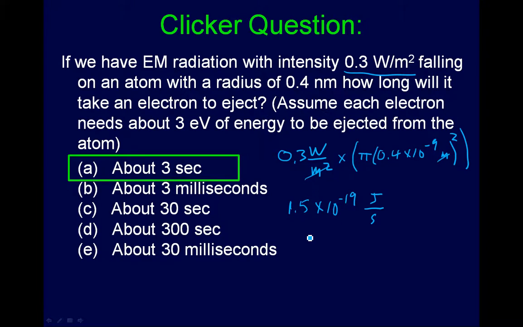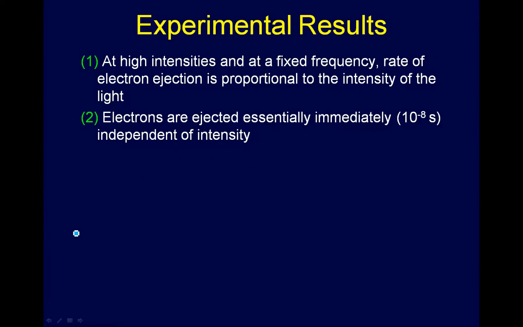Now, it's not exact, but this number is pretty close to 1 electron volt. So this is pretty close to 1 electron volt per second. What we're saying is the energy delivered to this atom is 1 electron volt per second. So if we assume that all of that energy goes to 1 electron, and 1 electron needs 3 electron volts to be ejected, then it's going to take roughly 3 seconds for this to happen.